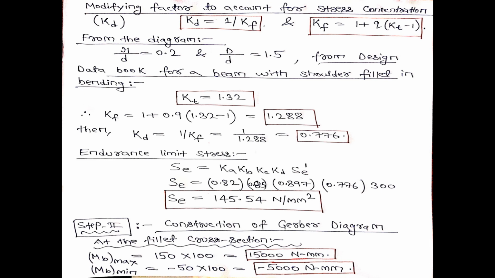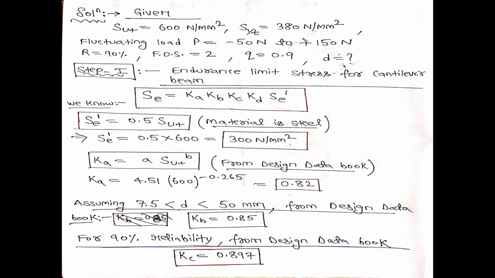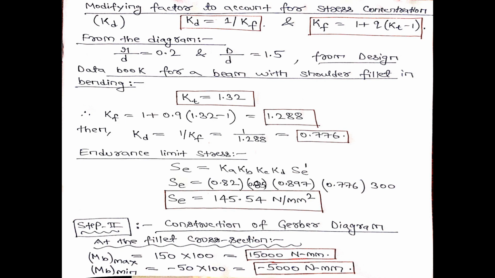Now I have all the values, that is KA, KB, KC, KD, and Se dash. I will substitute all these values in the equation of Se, and I will get the value of Se. That is, Se is equal to 145.54 Newton per mm square. Any doubt till here? This is the endurance limit stress.